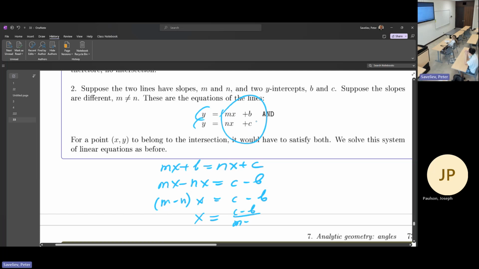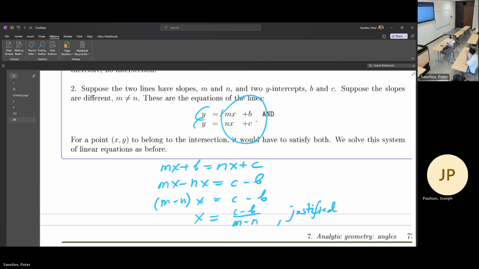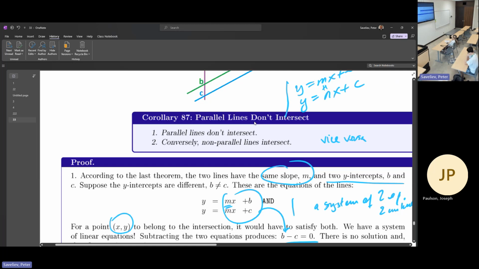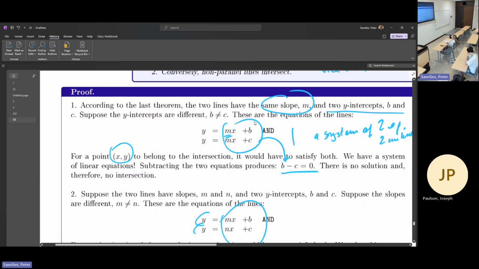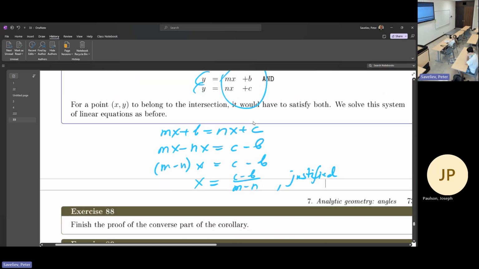That's right, but it must be justified. What justifies this step? Why does it need to be justified? It would be zero, right? But we know that it is not, because that was our assumption. The two lines are not parallel, they have different slopes, and so it is indeed justified by the fact that m is not equal to n. And then that's it.